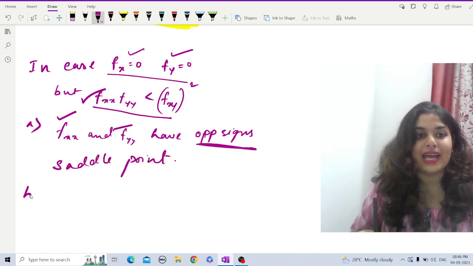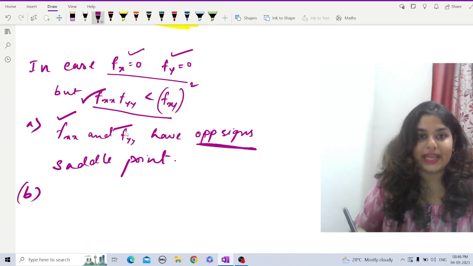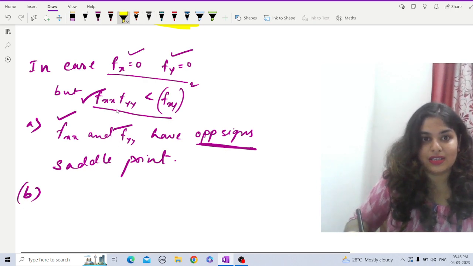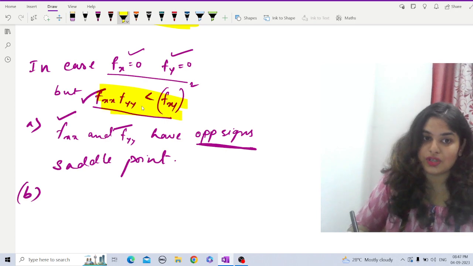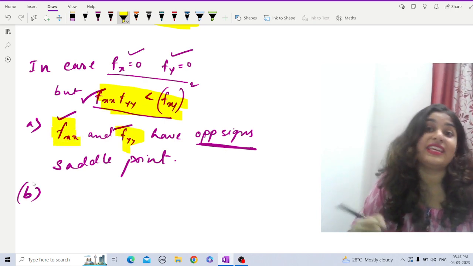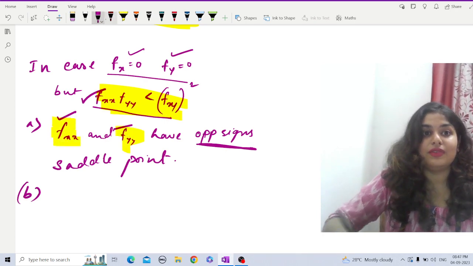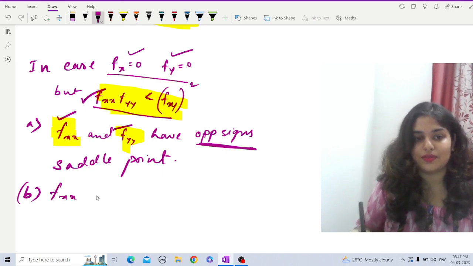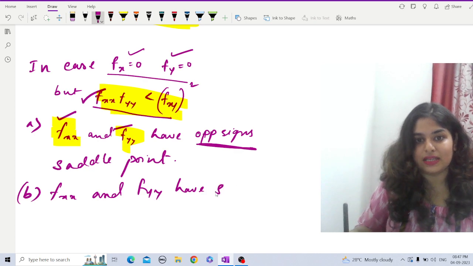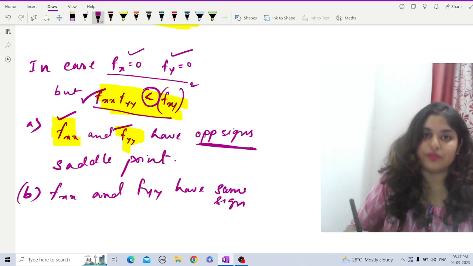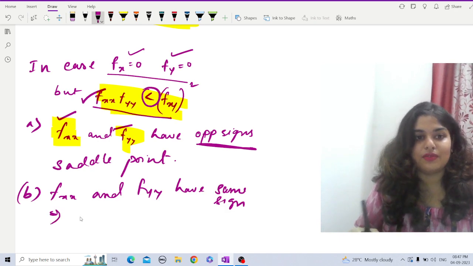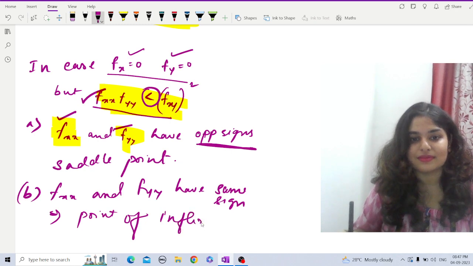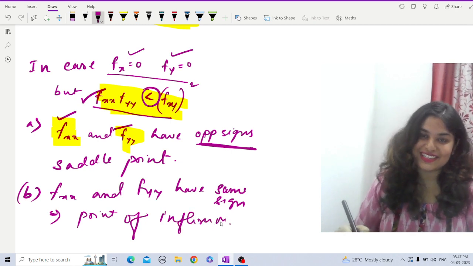All right, and again if this condition is this, that this sign is reversed but fxx and fyy have the same sign, okay, then we will have an inflection point. With fxx and fyy having the same sign and the third condition's sign reversed, we will have a point of inflection. I hope it's clear, right?